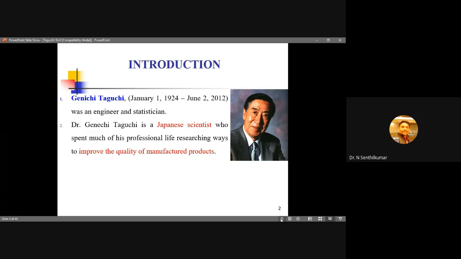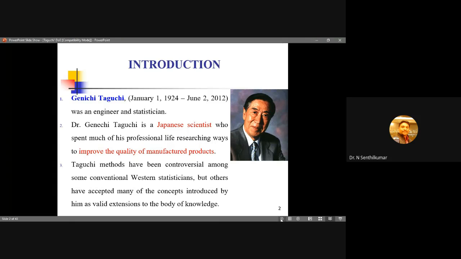That's why, with Sony, iPhones, and nowadays OnePlus, in all these cases you can see the quality is inbuilt. That's why there is a higher demand for these products. Even though the cost is higher, quality-wise, no one can compromise on these products. So quality is not an external factor, it is an internal factor. Taguchi spent most of his time improving the quality of products.